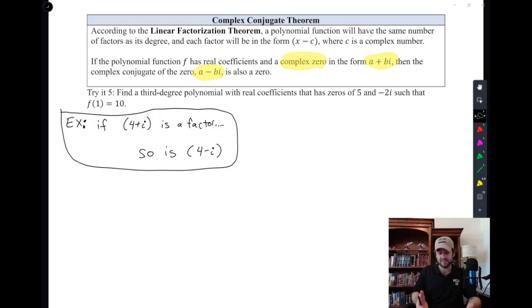Which I think is just pretty cool because it helps us solve a problem like this. It says, find a third degree polynomial with real coefficients that have 5 as a zero, negative 2i, and it doesn't give us the third one, even though it said third degree. And so how do we find that third one?